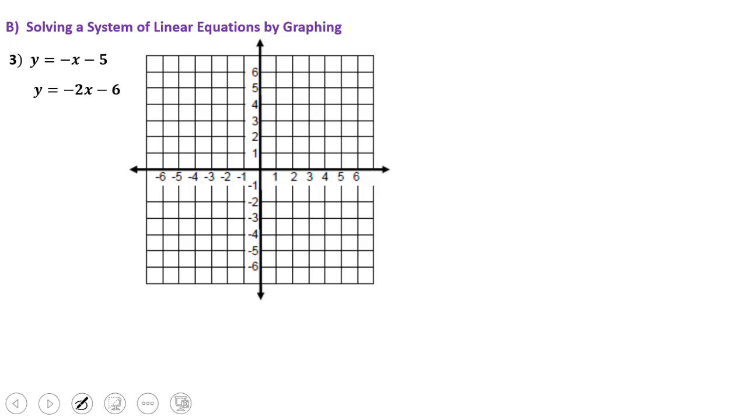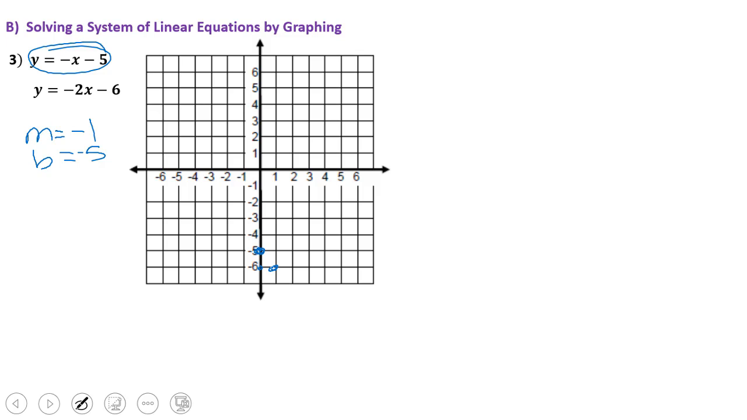Let's get down to the nitty-gritty: solving a system of linear equations by graphing. You know how to graph. I'm going to use two colors here, blue and red. The first one I'm going to use is going to be blue: y equals negative x minus 5. My slope for that is negative 1. My intercept for that is negative 5. So I come down here to negative 5, and I put my first point.